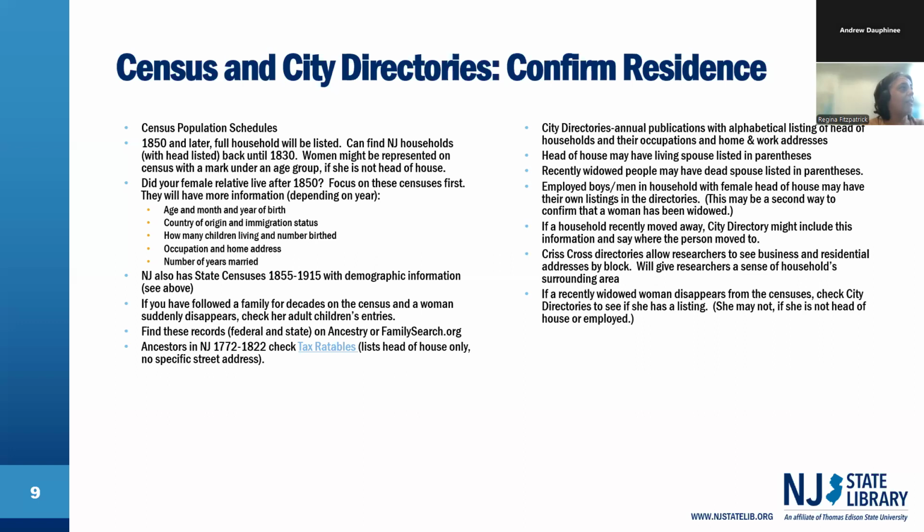And if you've checked your female relative on the census and you can't find her after a husband's death, check her in city directories to see if she's become the head of house. That might at least confirm that she is still, in fact, living. There are repositories online that do have city directories. We here at the state library have a physical collection of over 1,000. If you're in the area and want to come research, please come and visit us. Ancestry has a fantastic collection that does have a lot of New Jersey city directories, but not all of the ones that we have. So just keep that in mind.